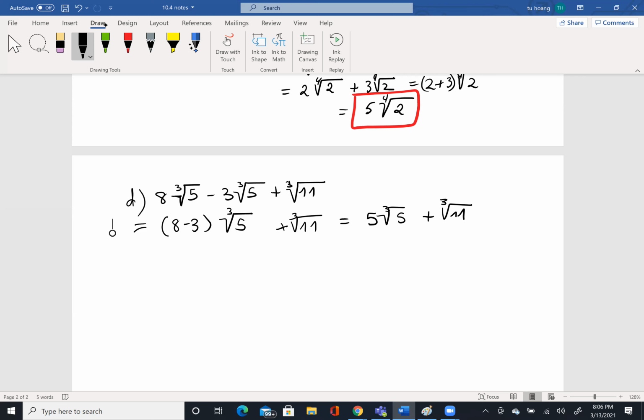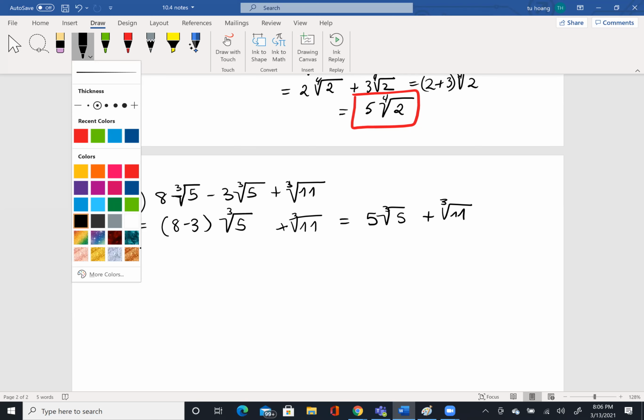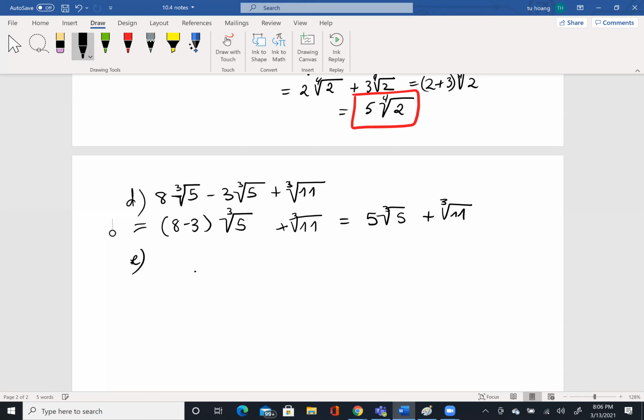So what else? Maybe the last one, E, right? So I have 5 square root of Z plus cube root of Z minus 2 square root of Z. Okay, now I think it's a special case. You can combine these two, right? But the middle one, can you do anything? Try to simplify first. You need to simplify this cube root of Z, but you cannot, right?